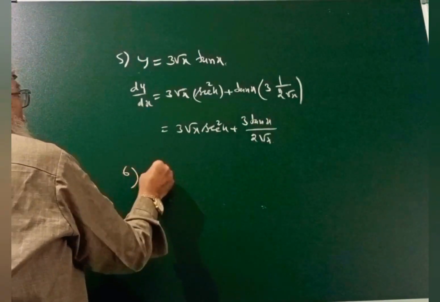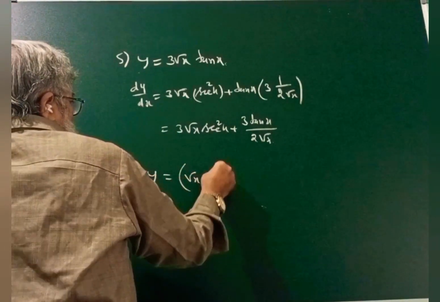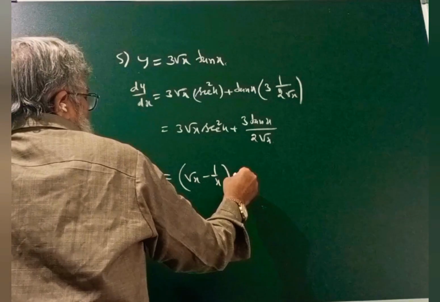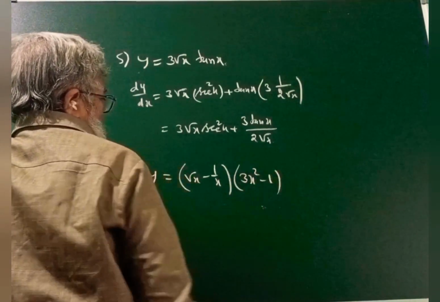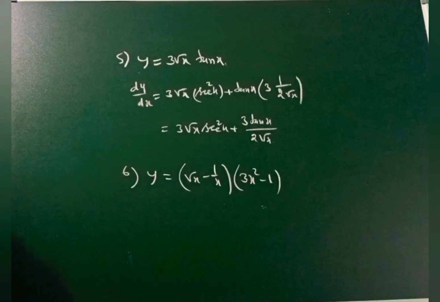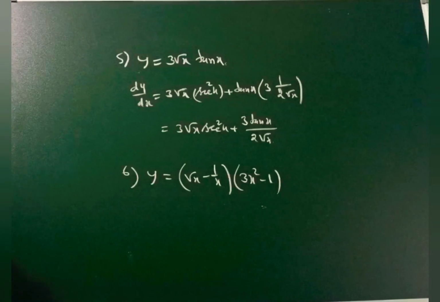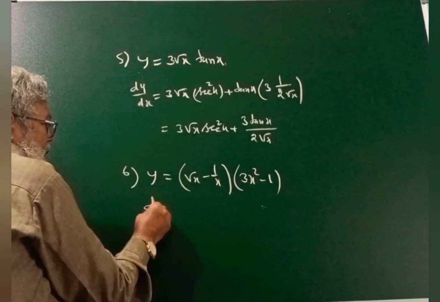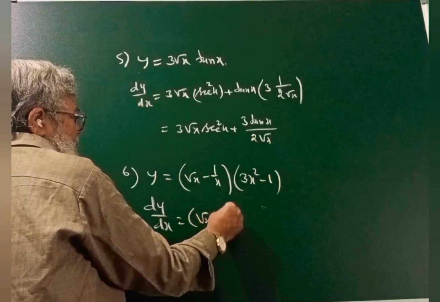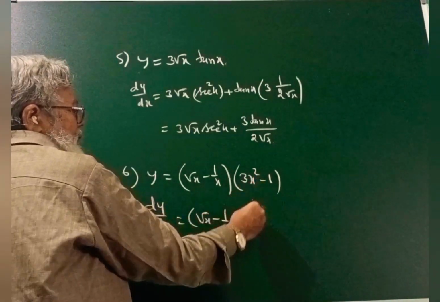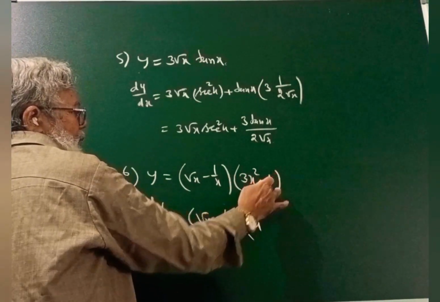Let us have one more problem. It is root x minus 1 by x into 3x square minus 1. Again you can see these two brackets are in product. We should apply the product rule for that. dy by dx: first function as it is, differentiation of this. You know 3 into 2x, that is 6x. Differentiation of 1 is 0.